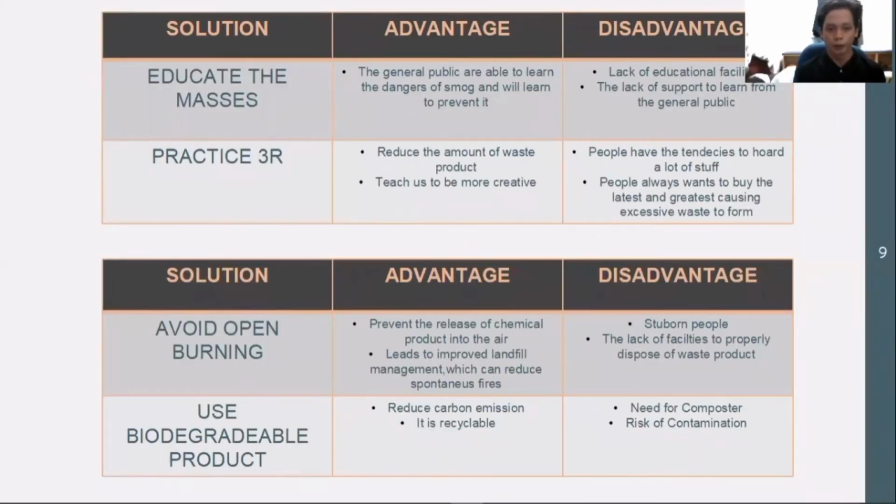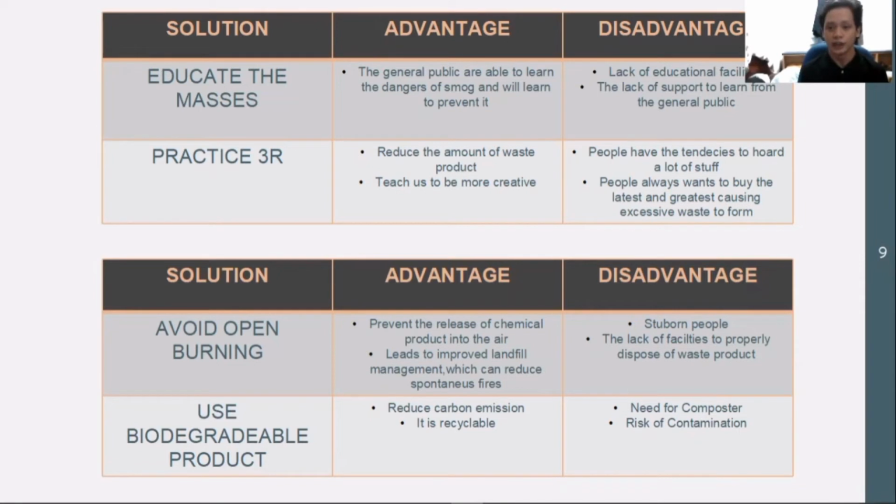Moving on, the third problem is overpopulation and excessive consumption. And the solution for this problem is to educate the masses. When there's an overpopulation of people, there's also an increase of waste produced. So people will tend to get rid of it and usually use the wrong method, causing smog to appear or causing a landfill. So the advantage of educating the masses is that the general public are able to learn the danger of smog and will learn to prevent it. And of course, they will learn the proper method to dispose of their garbage or excessive waste.